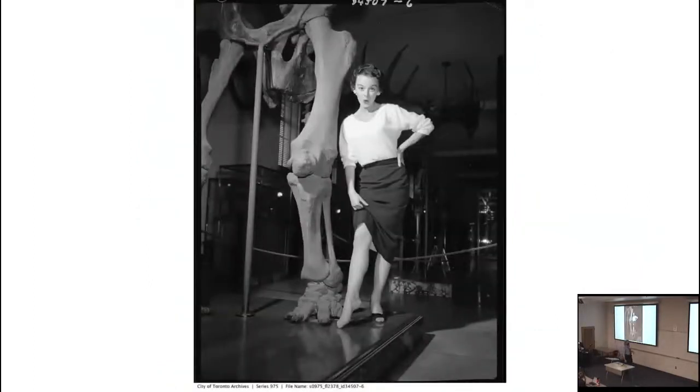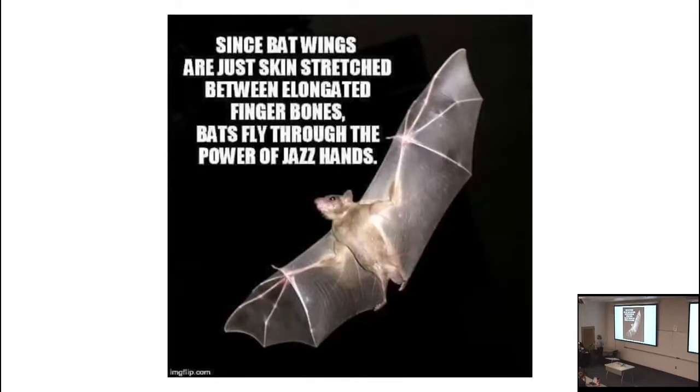And other people have shown the same sort of thing. So a mastodon and a human. Or we can think about it this way. Since bat wings are just skin stretched between elongated finger bones, bats fly through the power of jazz hands. Because that's what they're doing. Their wing is their hand.